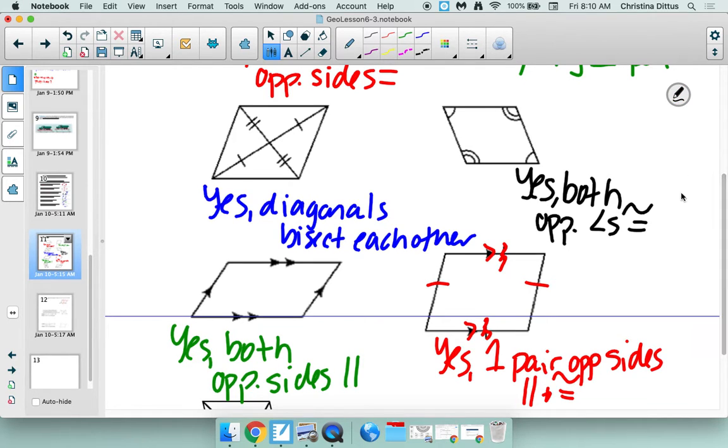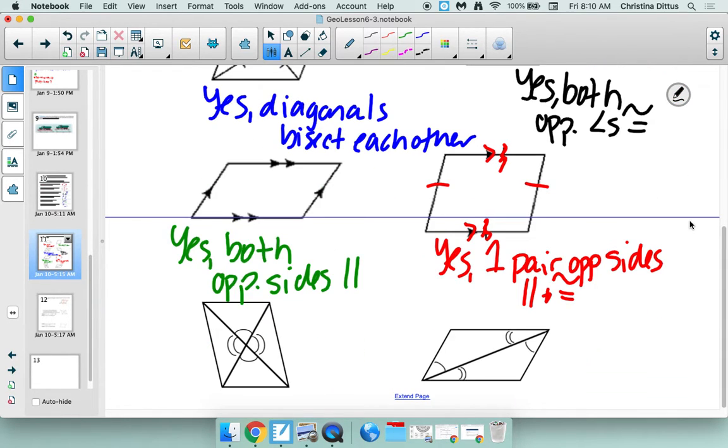Alright, I think we got two more, yeah. What about this one? What's going on here? I have vertical angles. Does that mean I have a parallelogram? No. This doesn't prove anything. I don't remember what the first question was. What did it say? But we'll just go with no. That's fine. No.